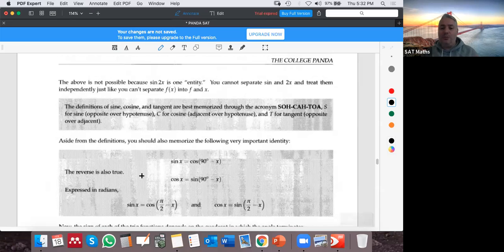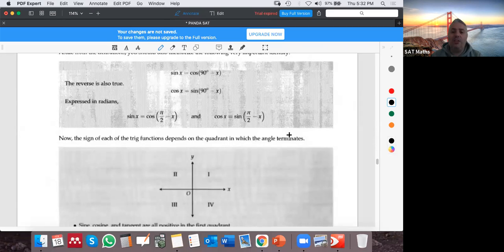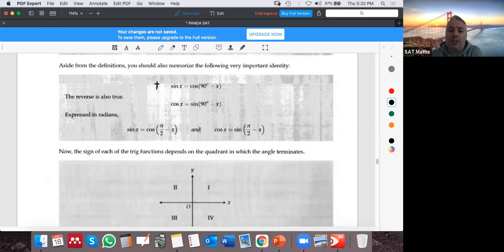And it says that to memorize there is SOH-CAH-TOA, something like that. You may use it to memorize this, but I'm not using it anymore, so you can use it if you wish. There is something very important, very important. Let me explain this maybe on the whiteboard.